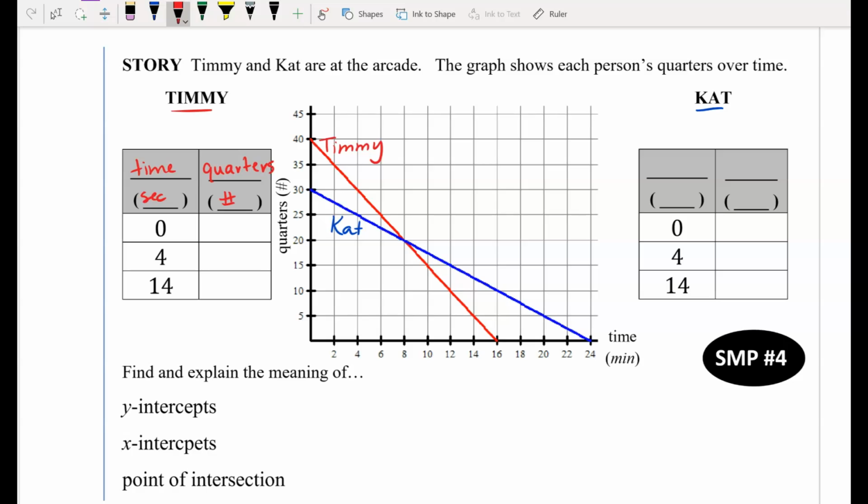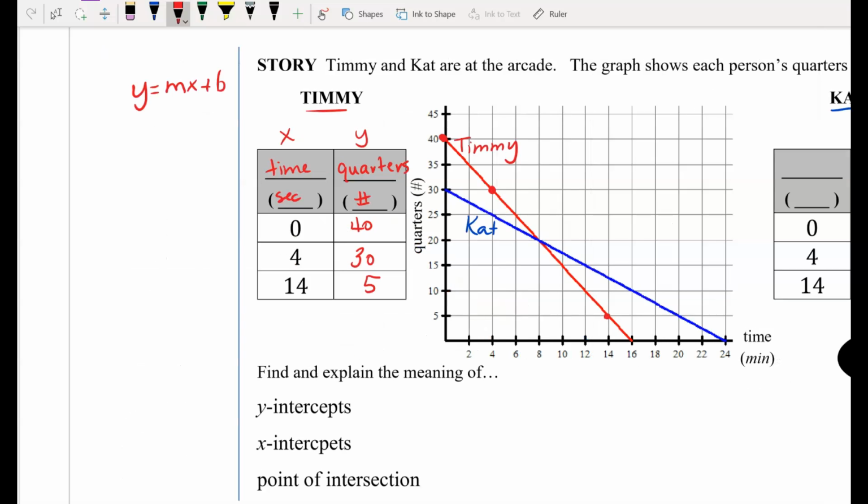Let's look at Timmy's graph, which is in red. The time is the x value, and the number of quarters is the y value. So when the time is 0, you can see the y-intercept is at 40, which means he has 40 quarters. At time 0, that's what he starts with. When time is 4 minutes, then the y value is at 30, and then at 14 on the red graph, the y value is at 5, which means after 14 minutes he has 5 quarters left.